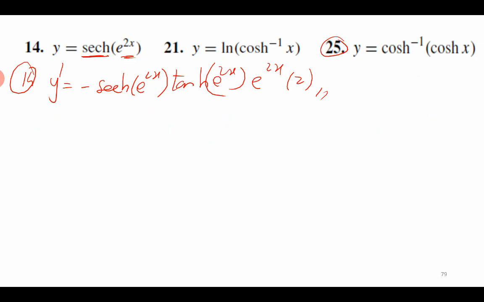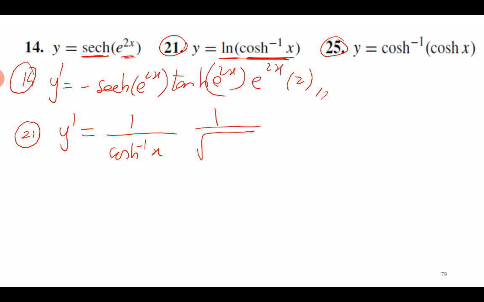Try this one. I solved this problem. Y prime. When you differentiate the ln function, it will give 1 over the function inside, isn't it? 1 over cosine hyperbolic inverse x, and then differentiate cosine hyperbolic inverse by using the chain rule. What do you get? It is 1 over square root of x square minus 1. That is it.